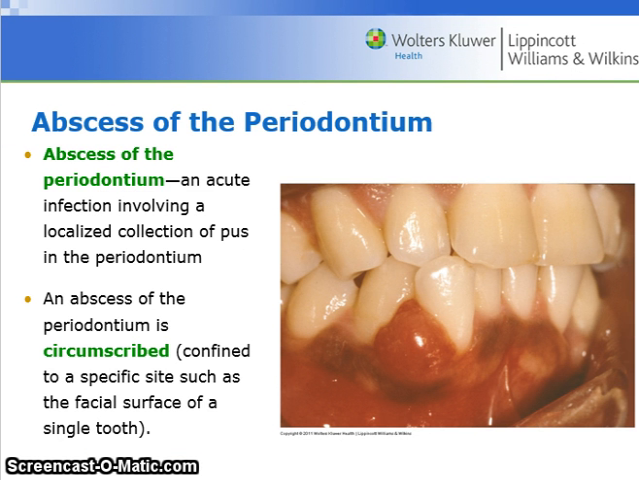Abscesses of the periodontium. An abscess is an acute infection involving a localized collection of pus in the periodontium. An abscess of the periodontium is circumscribed, which means it is confined to a specific site, such as the facial surface of a single tooth. The image on the right shows an abscess of the periodontium between the canine and lateral of the mandibular right side.